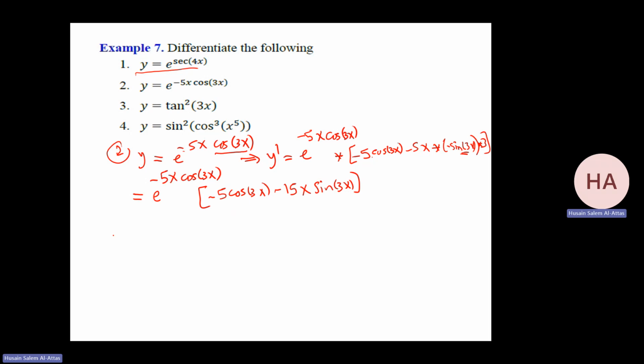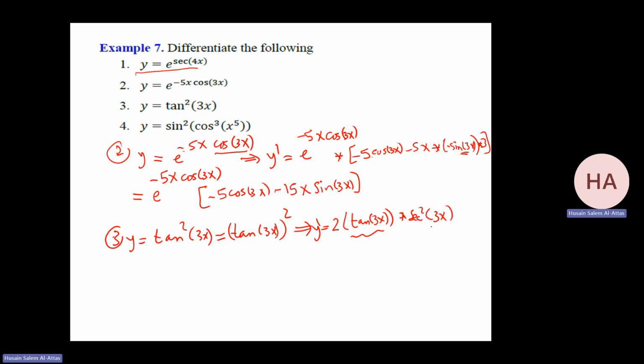Next one, number 3. y equals tan squared of 3x. So that will be tan 3x all squared. The outer is the square. So y prime will be 2 tan 3x to the power 1, times the derivative of this, which is secant squared 3x. Are we done? No. The derivative of 3x is 3. Then you can continue.